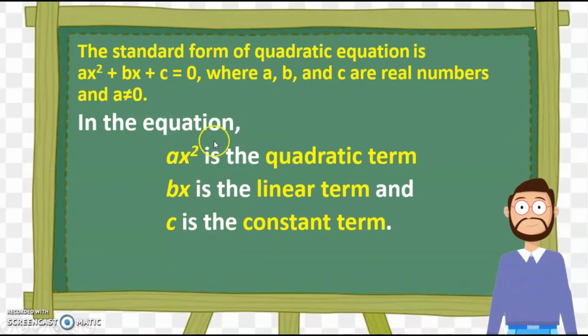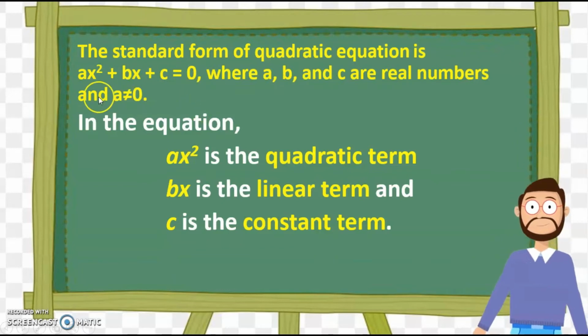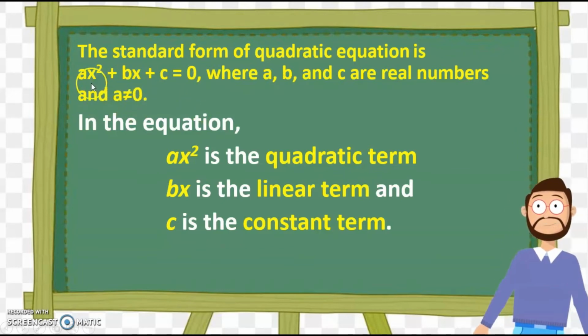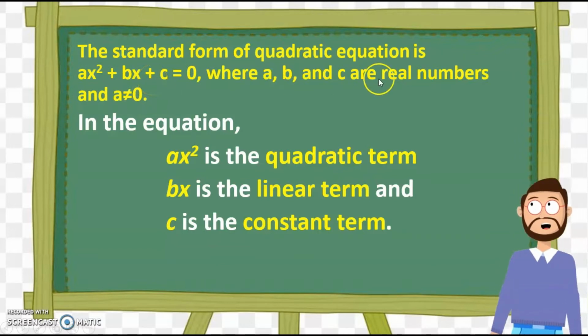Now question, why is it that a should not be equal to 0 in the equation ax squared plus bx plus c equals 0? Any idea? Okay, a should not be equal to 0 because if it happens that the value of your a is equal to 0, your quadratic term will become 0. And your equation will no longer be a quadratic equation. It will become a linear equation. Are we clear?